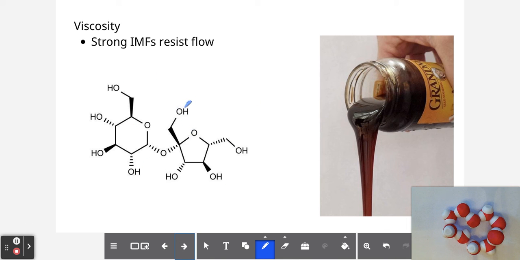Look how many OHs there are. There's an OH here, here, here, here. They're all over the place. So an adjacent sucrose molecule will have tons and tons of interactions with the O's and H's here and here and here and here. That's why sugar molecules will stick together very well. And in syrupy substances like actual syrup, honey and molasses, you have high viscosity.